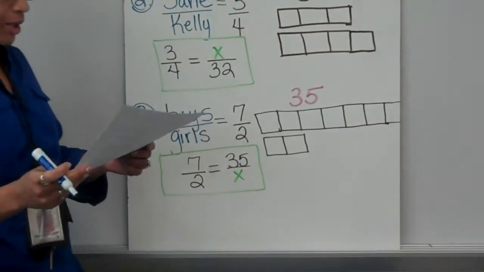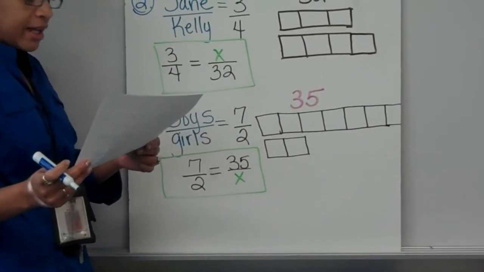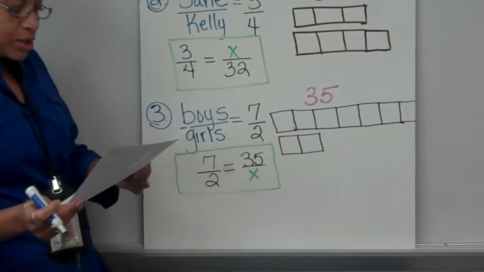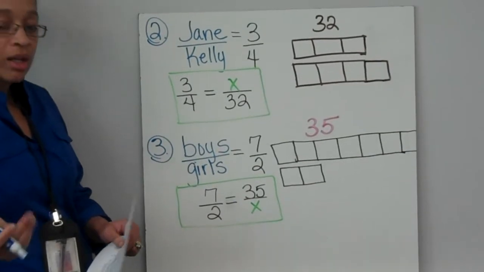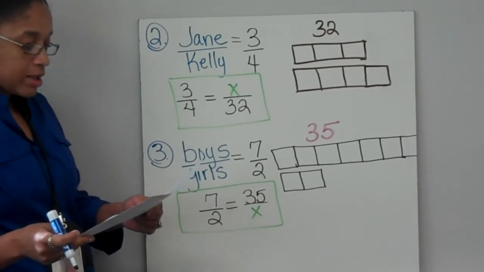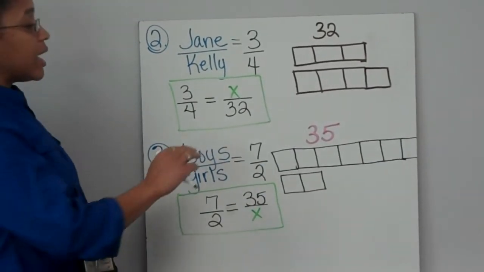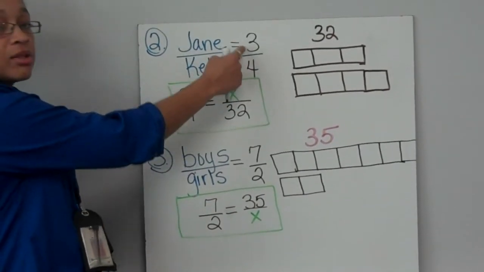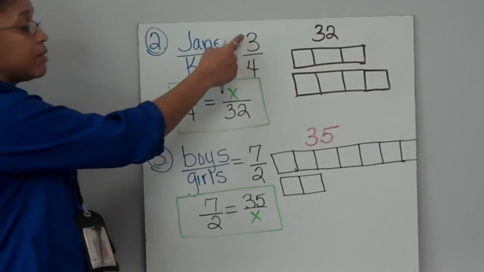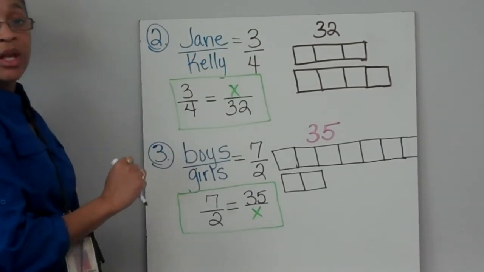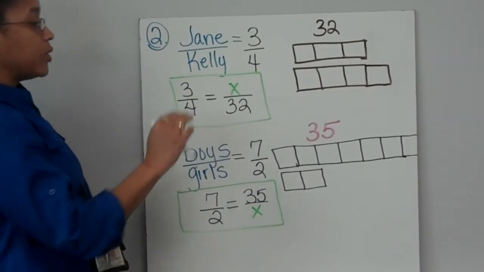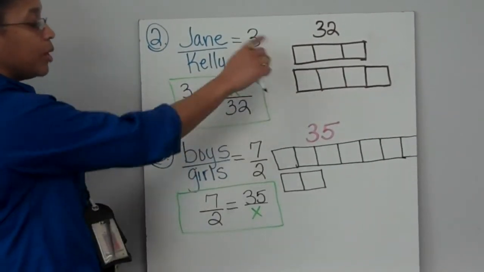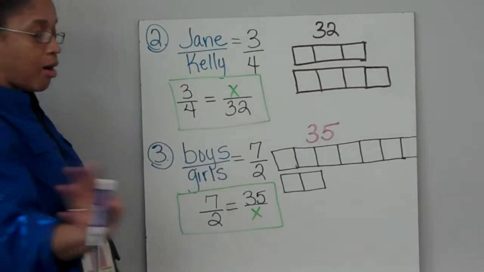In problem number 2, it reads, for every 3 cars that Kelly sells, Jane sells 4. Jane sold 32 cars, so I know the total amount that Jane has sold already. How many cars did Kelly sell? So I'm going to take, and I wrote Jane over Kelly. For every 3 Jane sells, Kelly sells 4. So this ratio is 3 to 4 here. I know that Kelly sold 32. So I'm going to put 32 on the bottom in the proportion. Well, I'll hold off on that.